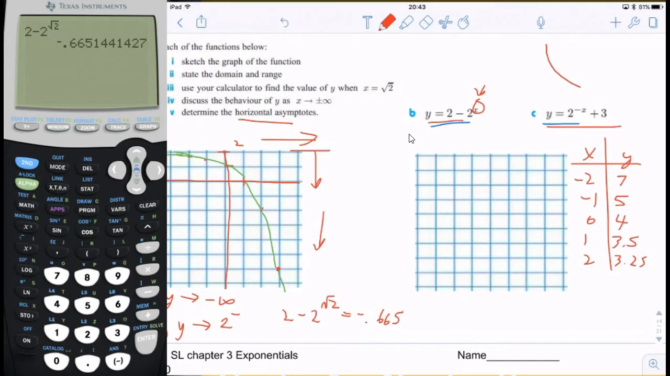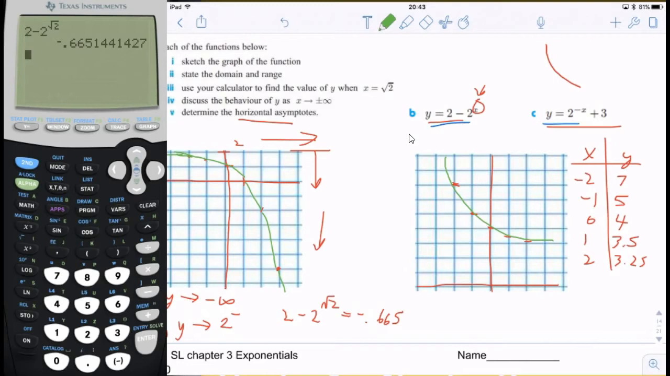And then if we're going to graph these, most of these values are very positive, so we could just put the x, y axes like that. Negative 2, 7 would be here. Negative 1, 5 would be here. 0, 4 is here. 1, 3.5 is here. And then 2, 3.25 is here. I'm going to graph this. Okay, I can already see where the asymptote is, right?